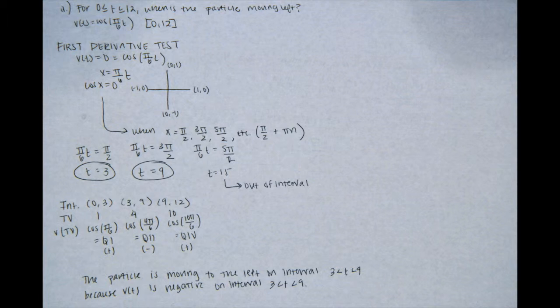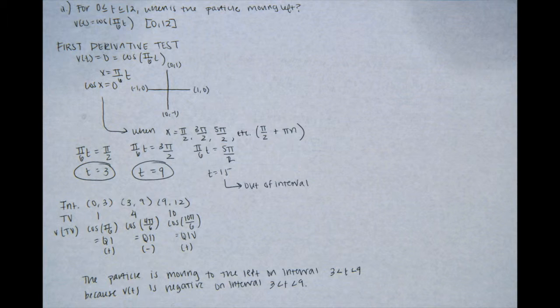So when we get cos(x) = 0, we find that at π/2 plus πn, cos(x) will equal 0. If you look at the graph up there, the y value will be 0, and that's going to be when cos(x) equals 0. So when we set π/2, 3π/2, 5π/2, etc. equal to πt/6, which was what we set x equal to, we get t = 3, t = 9, and t = 15.